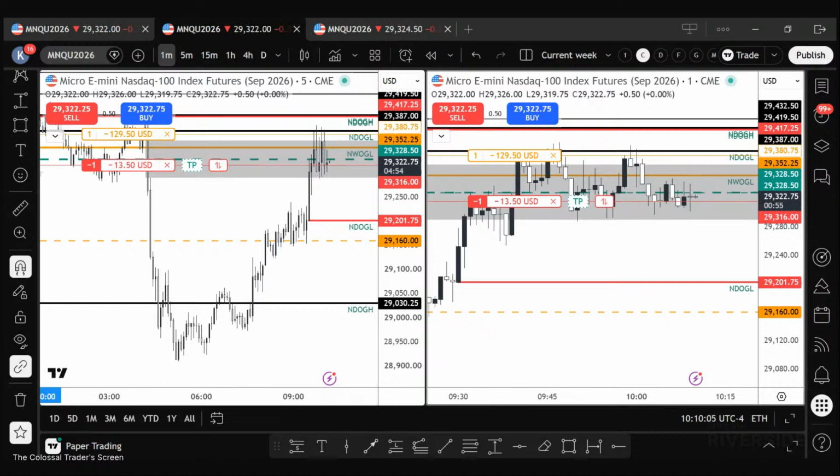Didn't realize how big it is. Okay, that's kind of a rough entry. I didn't realize the stop loss was that wide. Let me look for another entry.